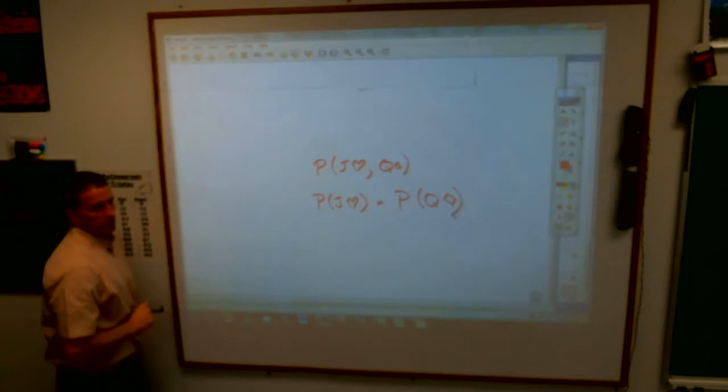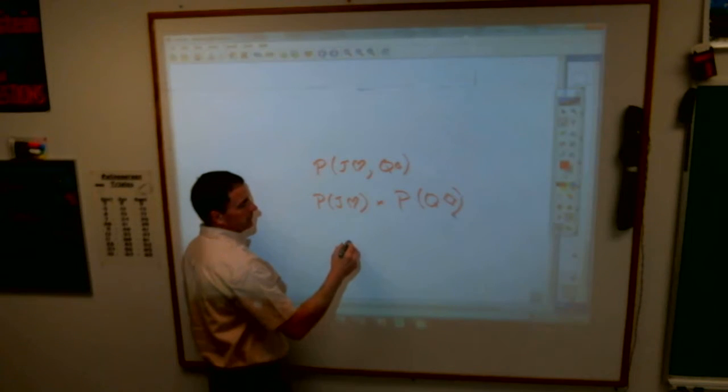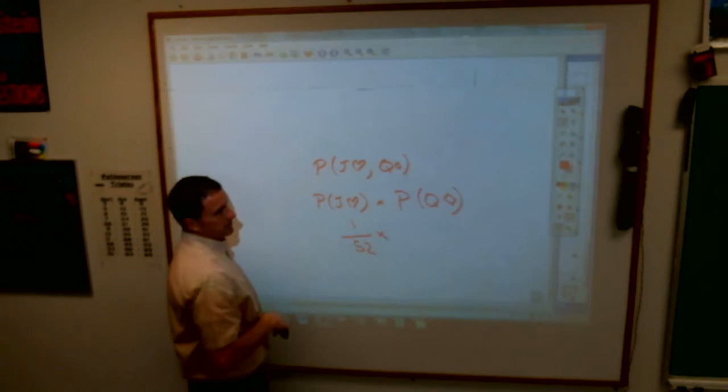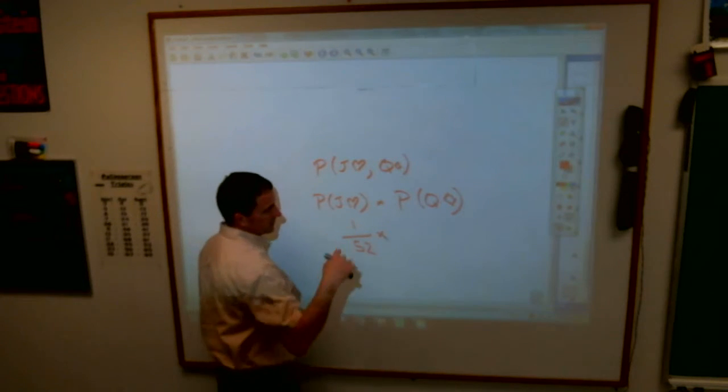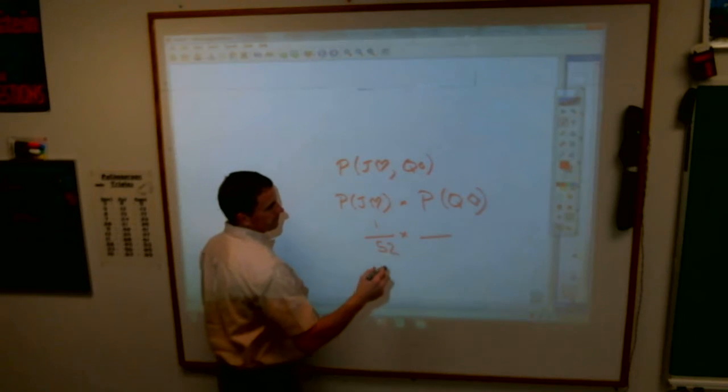What is my probability of drawing the Jack of Hearts? How many Jacks of Hearts are there in the deck? 1 out of 52 total cards. Now, we have to assume that I'm going to put the Jack of Hearts back in before I draw the Queen of Diamonds, because that would change some stuff. What's the probability of getting the Queen of Diamonds?